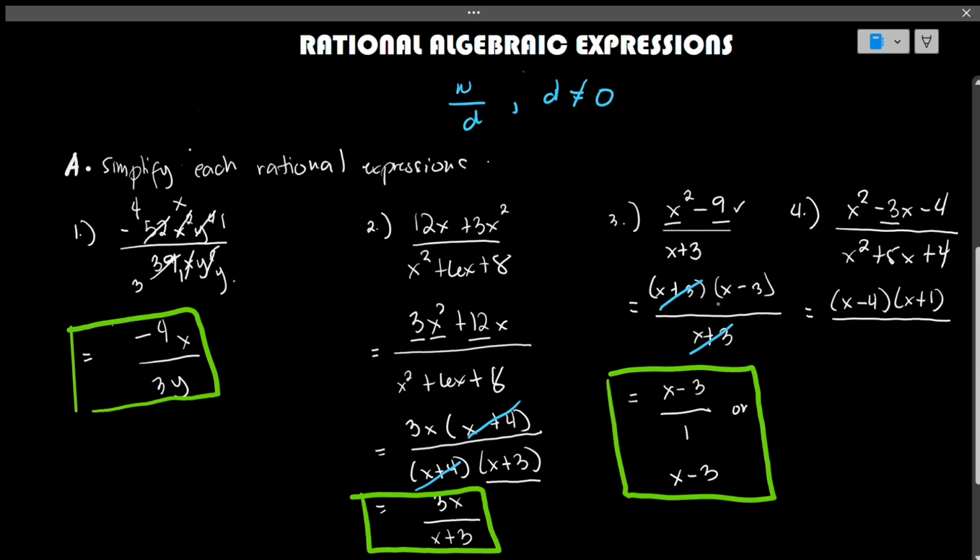If you multiply, this will become negative 4. Negative 4 plus 1 will give you negative 3. So that's the correct factor for that. Next, same process. What are the two numbers whose product is 4 and the sum is 5? Those numbers are positive 4 and positive 1.